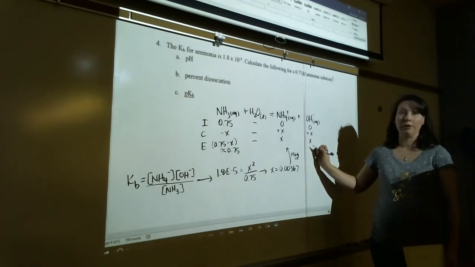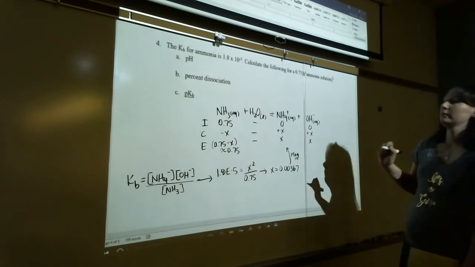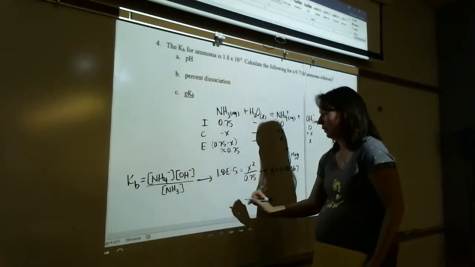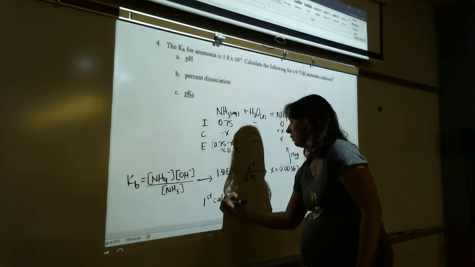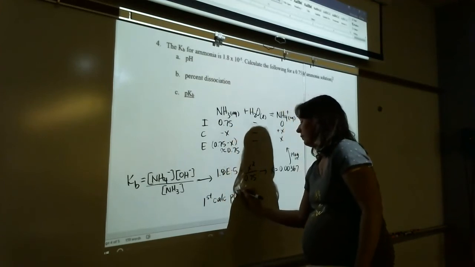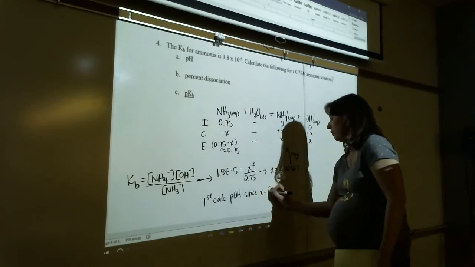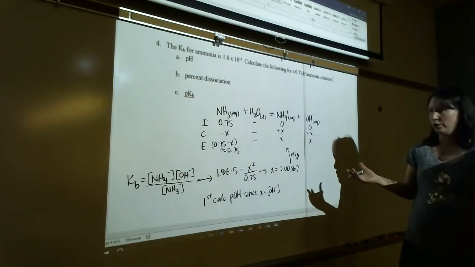No, it wouldn't, right? I've got to calculate pOH first. So the first thing I would do to solve for part A, first you need to calculate pOH, since X is equal to OH minus, right? We don't know H3O plus concentration. We have to solve for it.